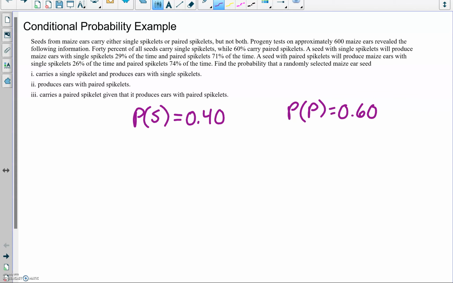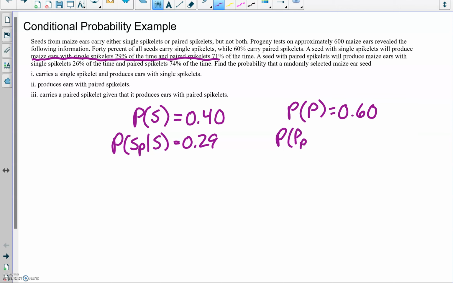And then they give you some information. Given that it was single, so it has a single spikelet, it's going to produce a certain spikelet with different percentages. So I'm going to use this notation S_P, a single producer, given that it came from a single spikelet, is going to be 29% of the time. That's coming from that sentence right here. And then it'll have a paired one 71% of the time. So it'll be a paired producer, given that it was single, 71% of the time.